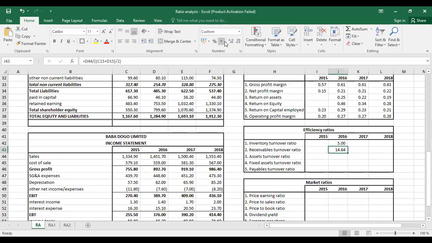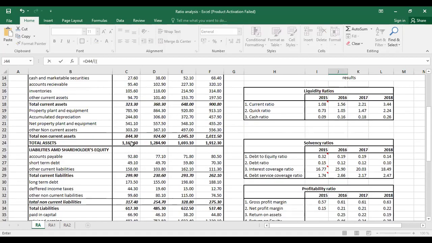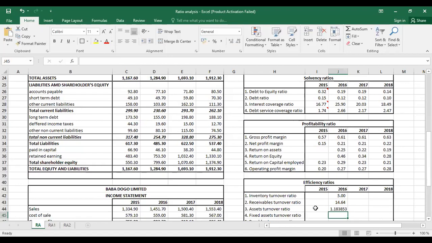Then you do it at 2 decimal places, just the same thing. You go to asset turnover: net sales over average total assets. So our sales in 2016 divided by, you open two brackets, our total assets will be this one plus this one here, divide by 2, then we close the second bracket. So you can see that our asset turnover is very low compared to the rest.